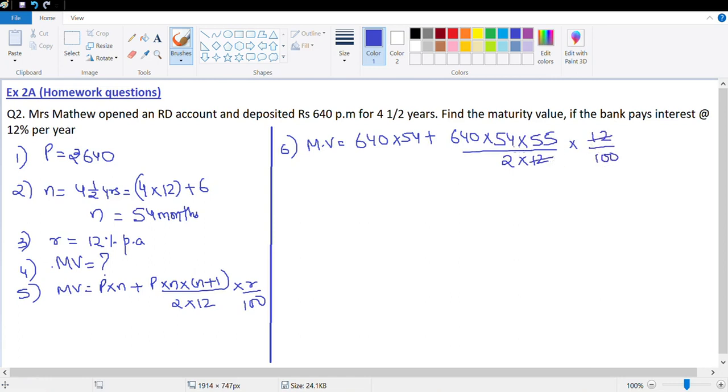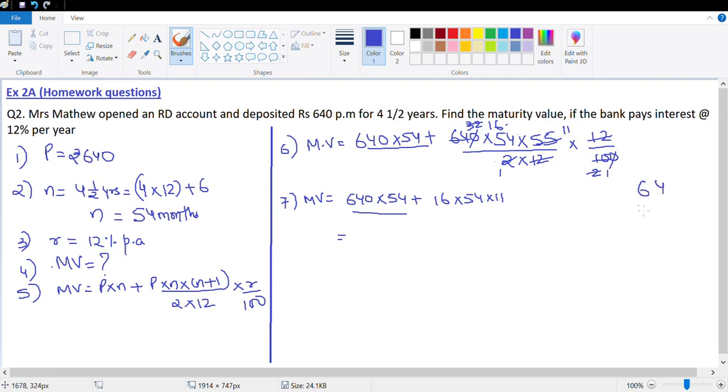12 and 12 get cancelled, 0 and 0 get cancelled, 2 into 16 is 32, 5 into 11, 55, 2 into 16. So what we have is maturity value is equal to 640 into 54 plus 16 into 54 into 11. Let's reconfirm. 640 into 54, that's there. What remains is 16, 54, 11. Right, that's correct. Let's go ahead and multiply.